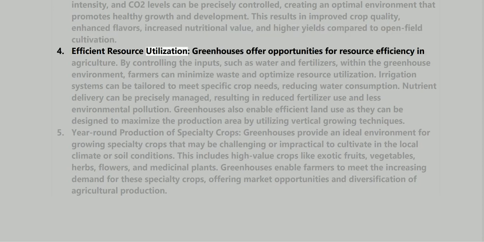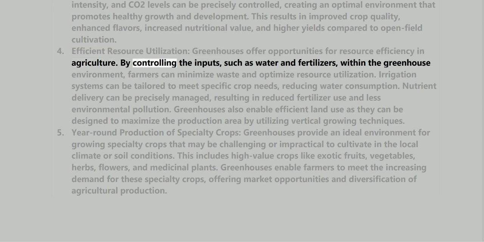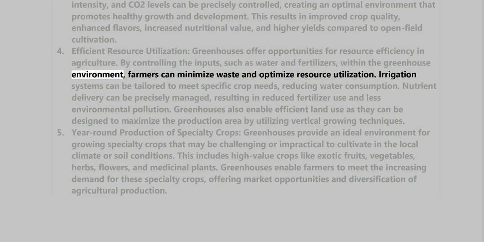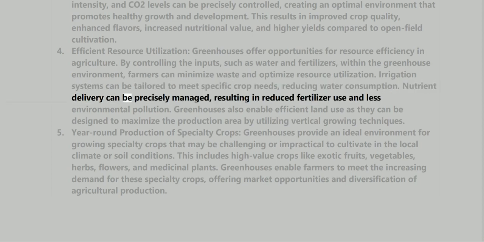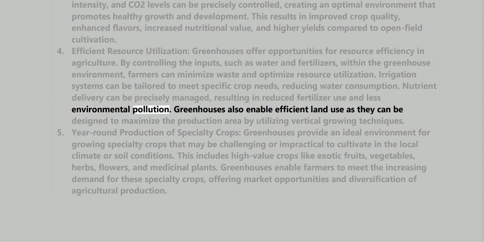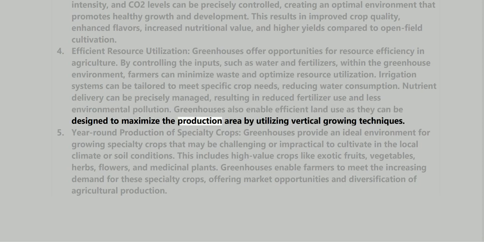4. Efficient resource utilization. Greenhouses offer opportunities for resource efficiency in agriculture. By controlling the inputs, such as water and fertilizers, within the greenhouse environment, farmers can minimize waste and optimize resource utilization. Irrigation systems can be tailored to meet specific crop needs, reducing water consumption. Nutrient delivery can be precisely managed, resulting in reduced fertilizer use and less environmental pollution. Greenhouses also enable efficient land use as they can be designed to maximize the production area by utilizing vertical growing techniques.